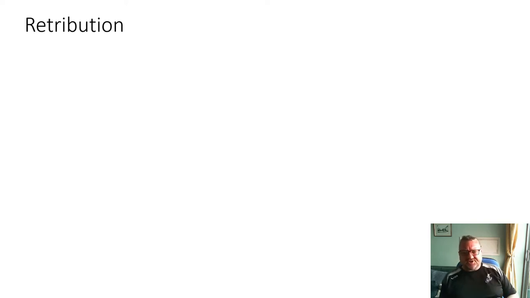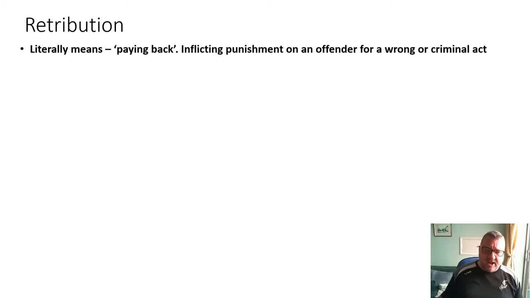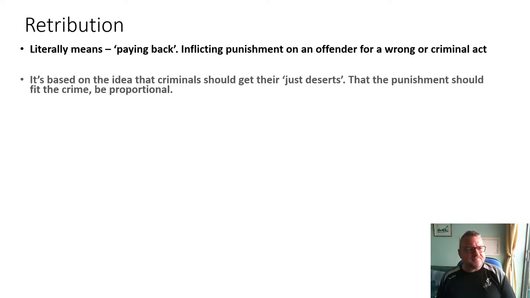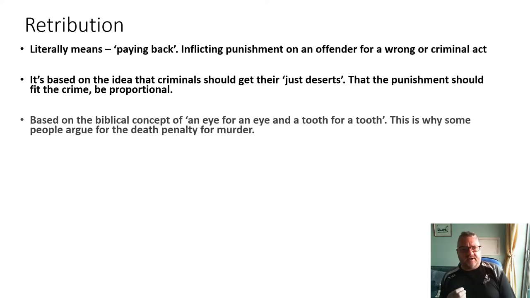So let's start by looking at these five aims of punishment. And the first one we're going to look at is retribution. It literally means paying back, inflicting punishment on an offender for a wrongful or criminal act. It's based on the ideas that criminals should get their just deserts, that the punishment a criminal receives should fit the crime. It should be proportional to what they've done.